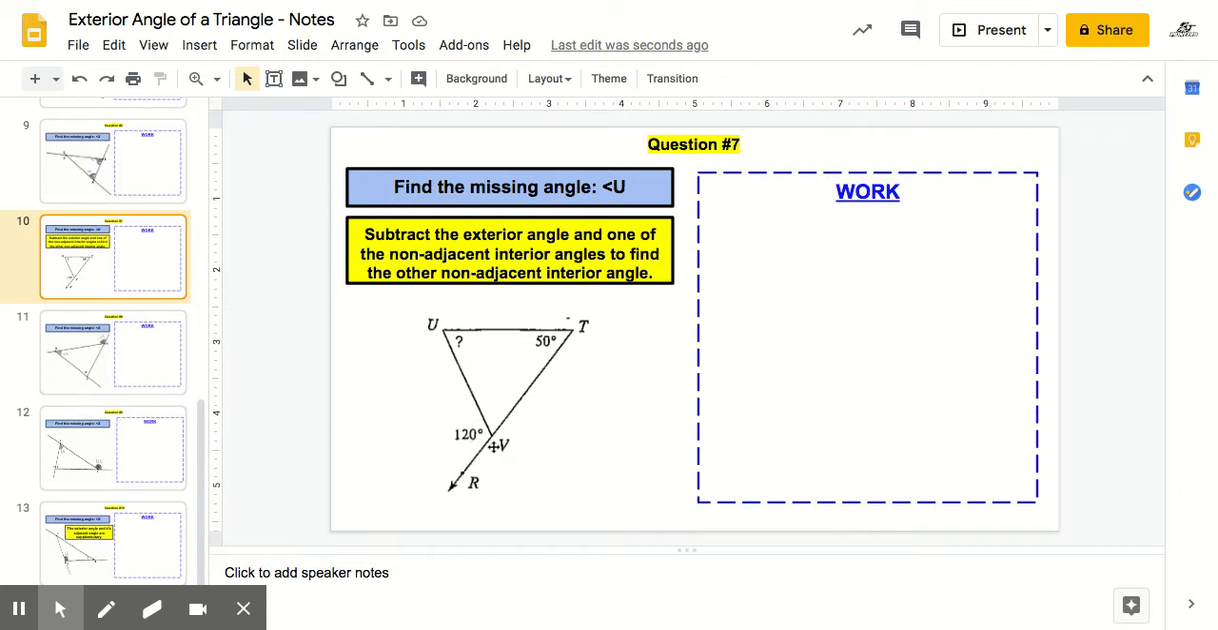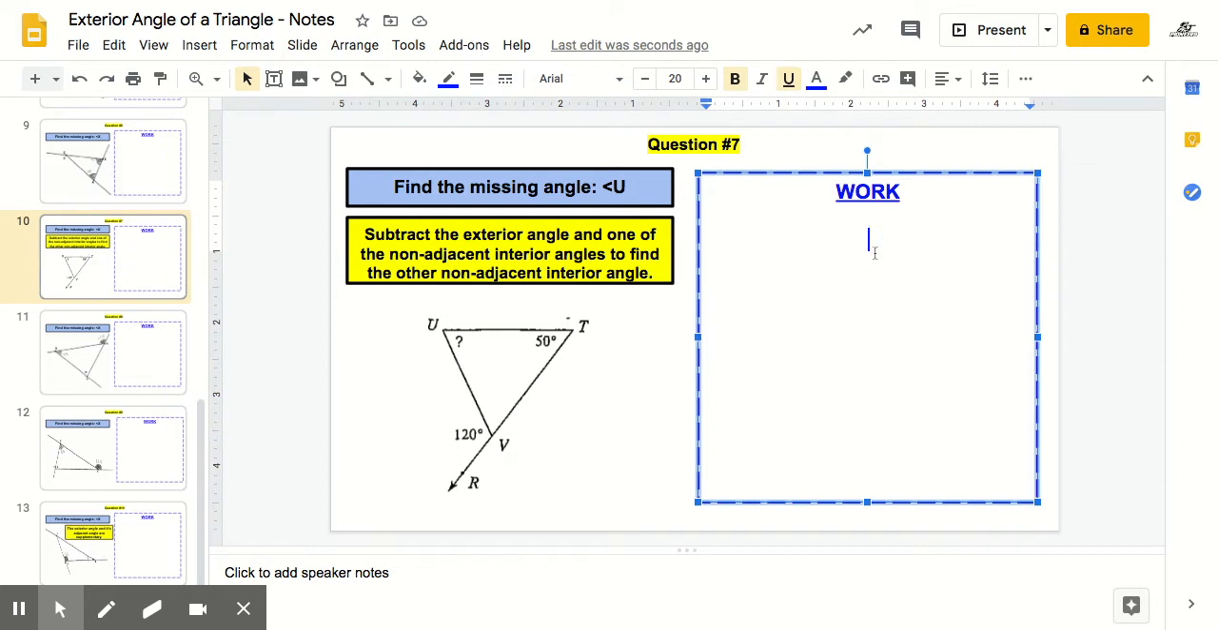Well, if I know my exterior angle, I know that these two interior angles have to add up to be that exterior angle, which is 120 degrees. So I know together angle U and this 50-degree angle have to somehow add up to 120. Well, in order to figure out the missing angle, I simply have to subtract 120 minus 50. And when I do that, I get 70.